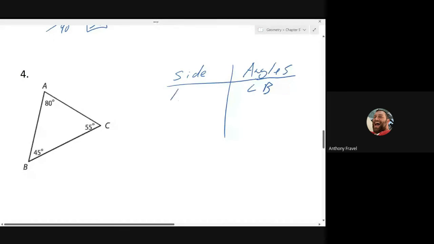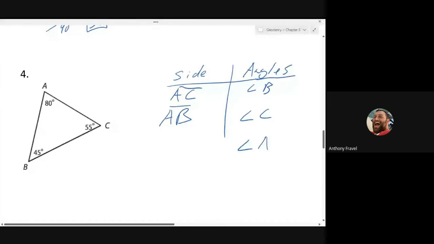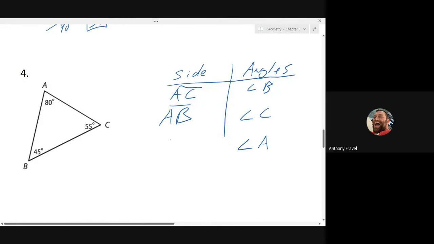All right, looking at the angles, trying to figure out the sides. Angle B is my smallest angle, so side AC is going to be my smallest side. My next one, the middle angle, is going to be angle C, and the side opposite of that is going to be line segment AB. And my largest angle is going to be angle A, and the line segment for that one is going to be line segment BC.